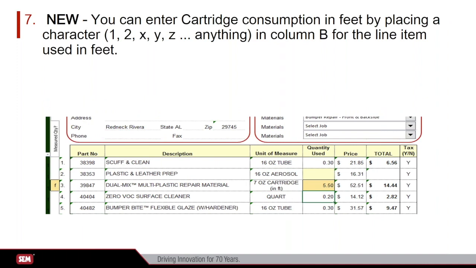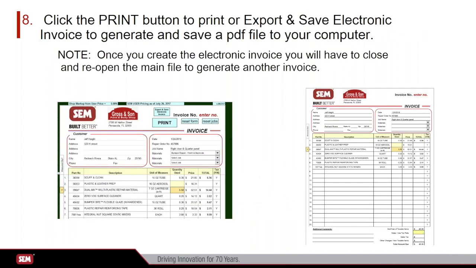So I talked about this earlier about measuring the seam sealer or adhesive that you extrude, that you measure by feet, and we have it built in. As you can see on the far left, all you have to do is put a character next to the line that you want to enter by feet. I just put F to make it simple, and then under quantity used, I put 5.5 feet, and it calculates the seam sealer, or that plastic material, in linear feet, versus doing it by the tube. So that option is available.